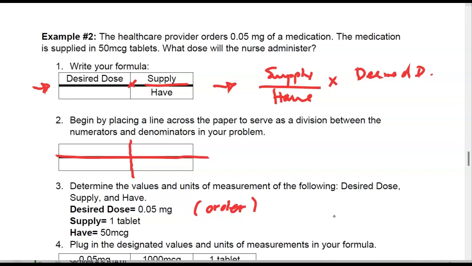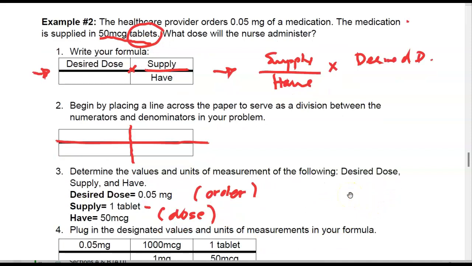Now, the supply, how is it supplied? In what form? How are you going to give it? It says here that the medication is supplied in 50 microgram tablets. So this is how it comes. So we have one tablet, right? Now, have, meaning in that tablet, how much? So what's the dose in each tablet, right? So that's what it means by that. So once we figure out the desired dose, supply, and have, we go to the next step.